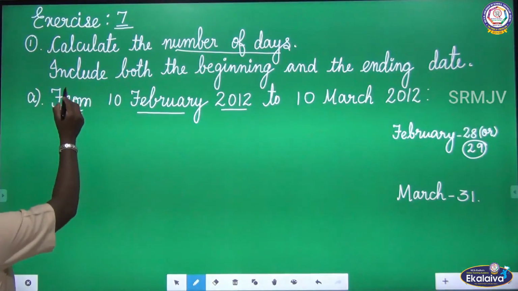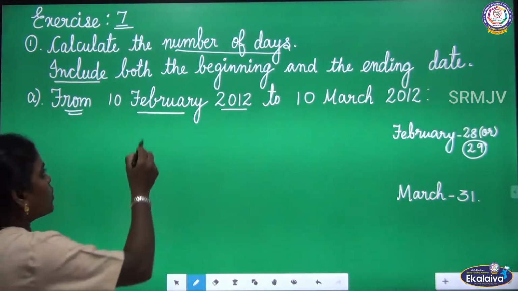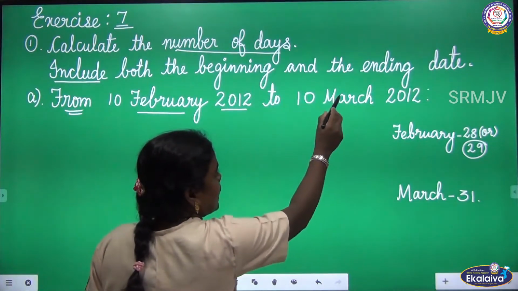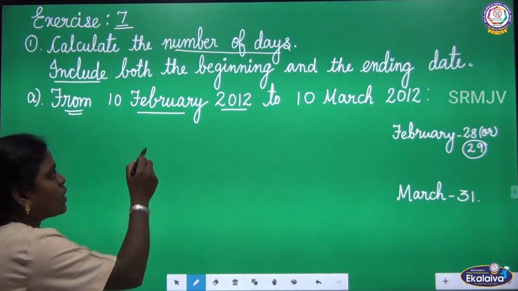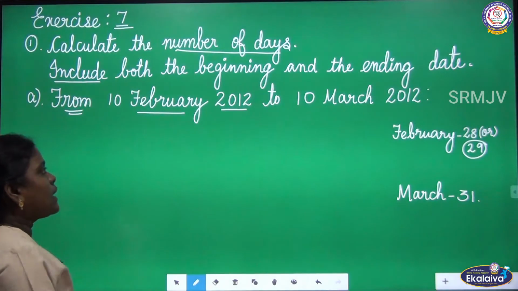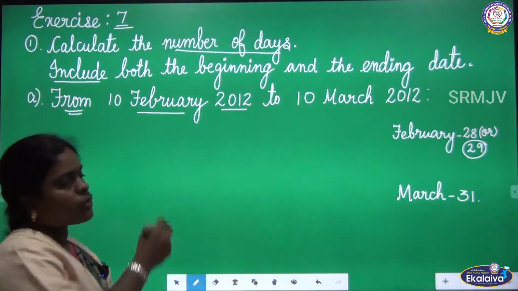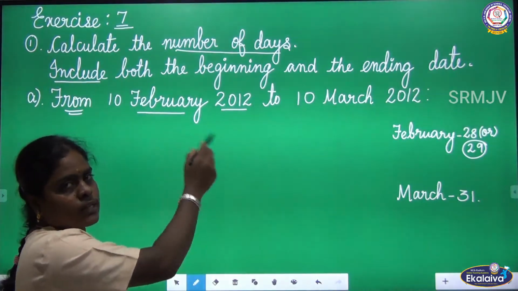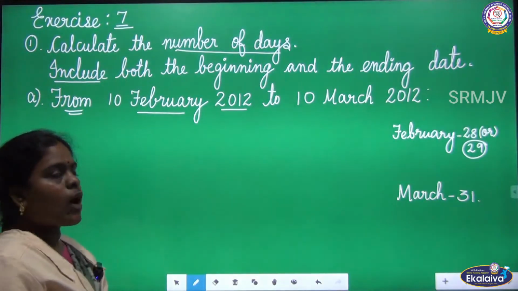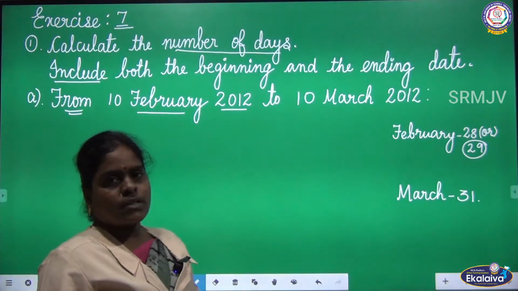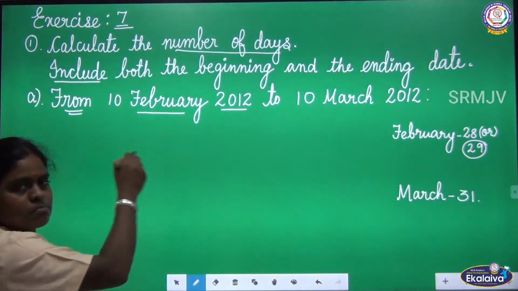And here listen children, a hint is given. We want to include both the beginning and the ending date. So to find the number of days, we have to include the beginning and the ending date. So here from 10 February to 10 March, we have to include both the days, that is the 10th February and 10th March. We have to add these 2 days. First let us find out the remaining days in February and March.